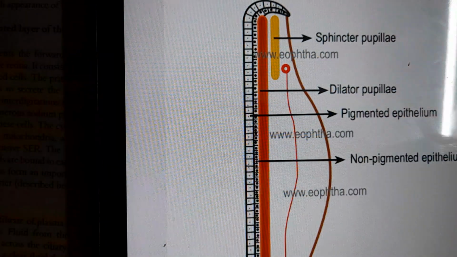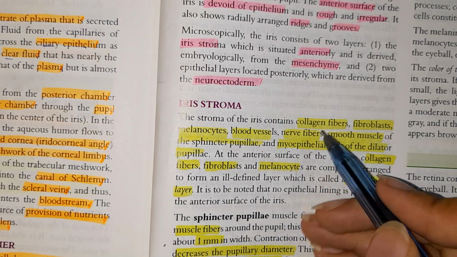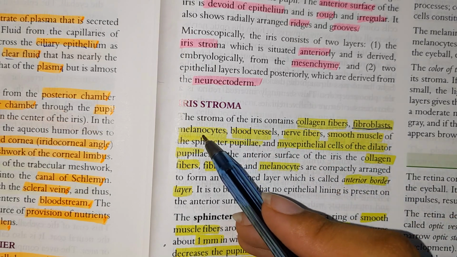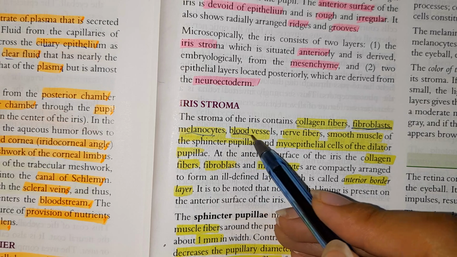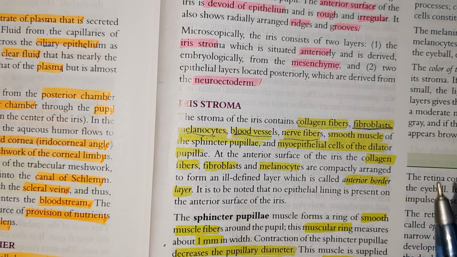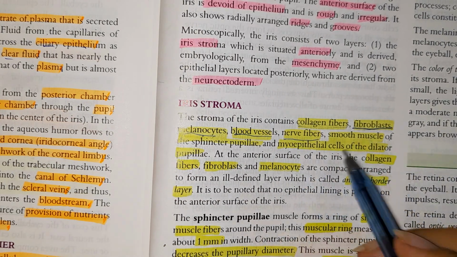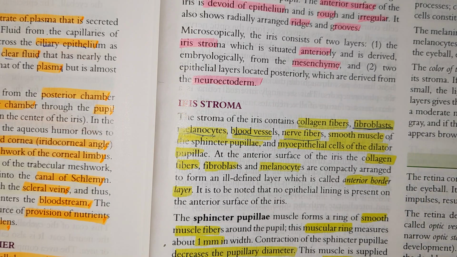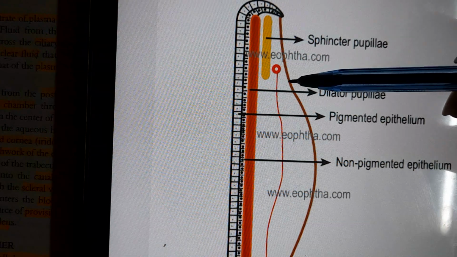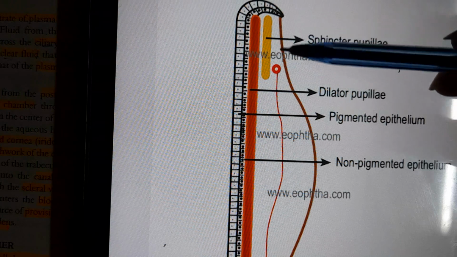Let's have a read. Now we have the iris stroma. It is composed of collagen fibers, which provide it with strength. Then we have fibroblasts for phagocytic activity, melanocytes to impart the color, blood vessels for the purpose of providing nutrition, nerve fibers for providing control from the brain, and certain smooth muscles and myoepithelial cells. Let us have a look. They also tell you that the fibroblasts, collagen fibers and melanocytes condense and form an ill-defined layer, which is the anterior layer.